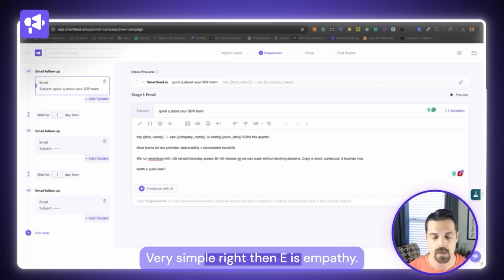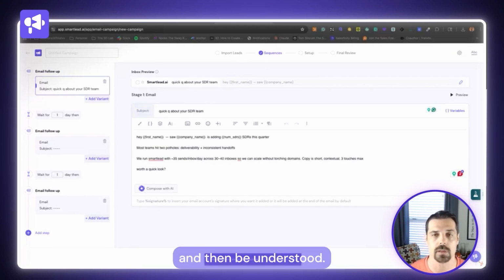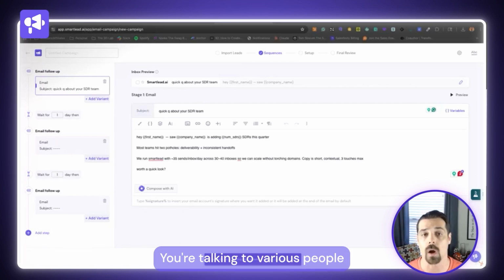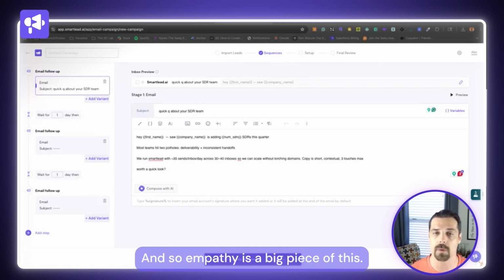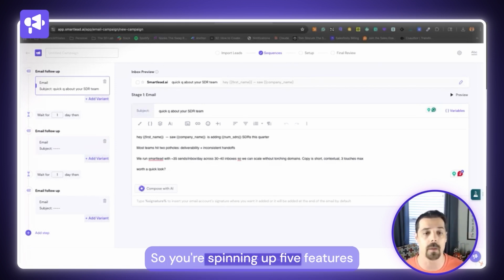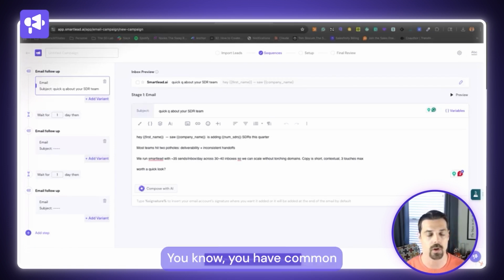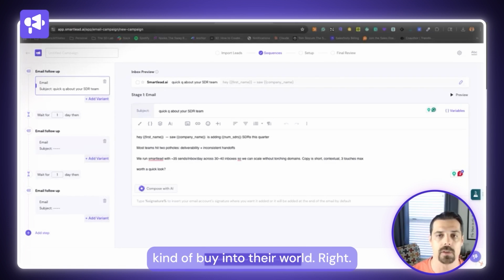Very simple, right? Then E is empathy. Seek to understand and then be understood. Empathize with their world, right? You're talking to various people within your market that you're learning from. You know what challenges they have. So empathy is a big piece of this. Saw you're spinning up 5 SDRs this quarter. You have common growing pains, right? Deliverability, shaky handoffs. Kind of buy into their world, right?